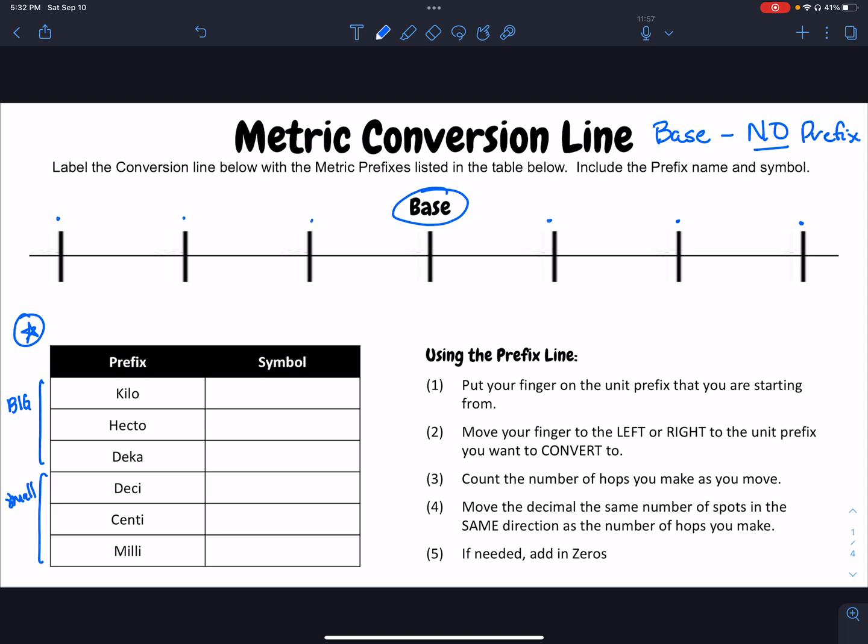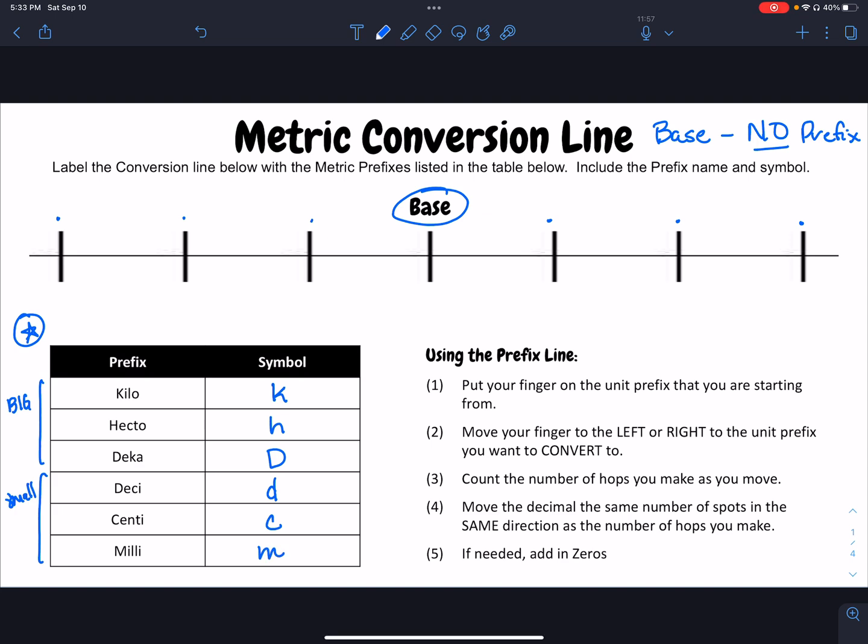So what we need to do is know what the prefix name is and its symbol. So let's fill those in the table. For kilo, we use a lowercase k. For hecto, we use a lowercase h. For deca, we use an uppercase D. For deci, a lowercase d. For centi, a lowercase c. And then for milli, a lowercase m.